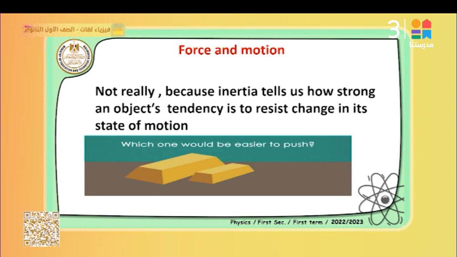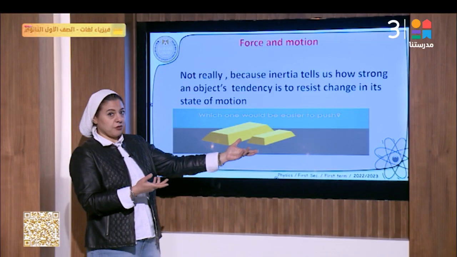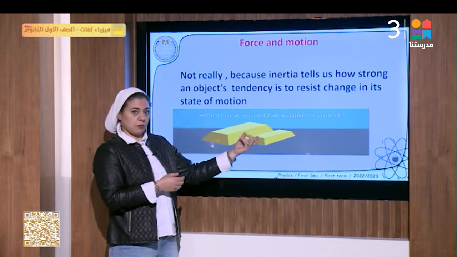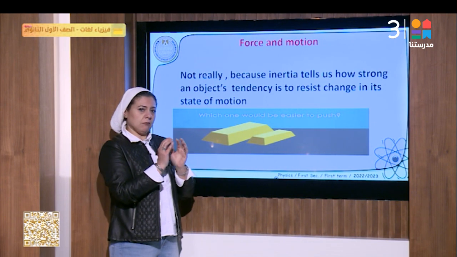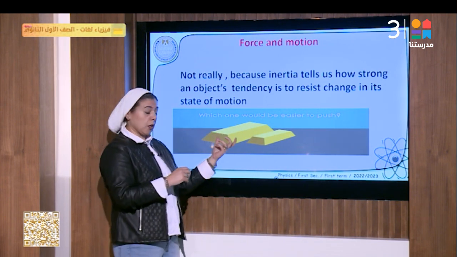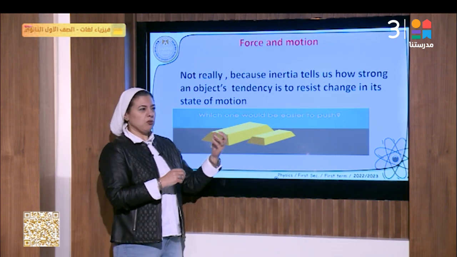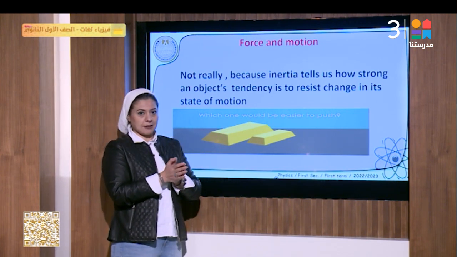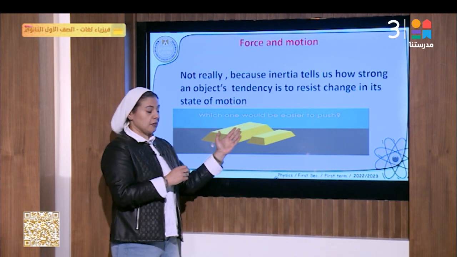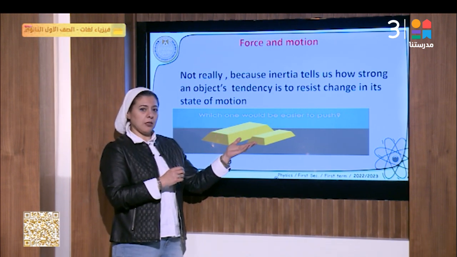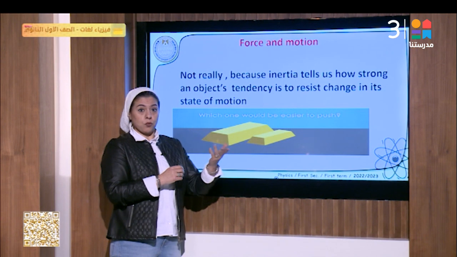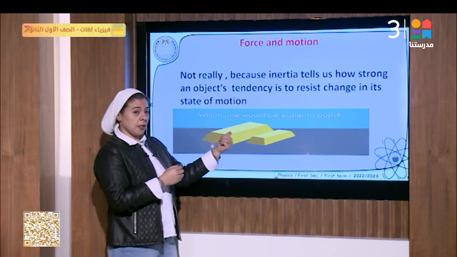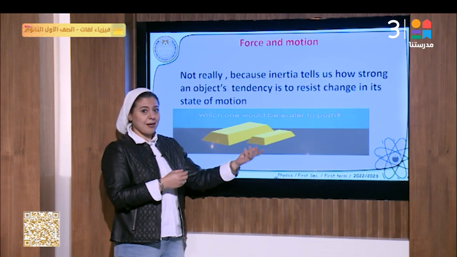Let's take a small example to understand the meaning. We have two different bars, made from the same material, but one is big and one is small. Big means I'm not talking about the volume, but about the mass. As we said, they are from the same material, which means they have the same density, so the more volume, the more mass. So the bigger one has a bigger mass, and the smaller one has a smaller mass.